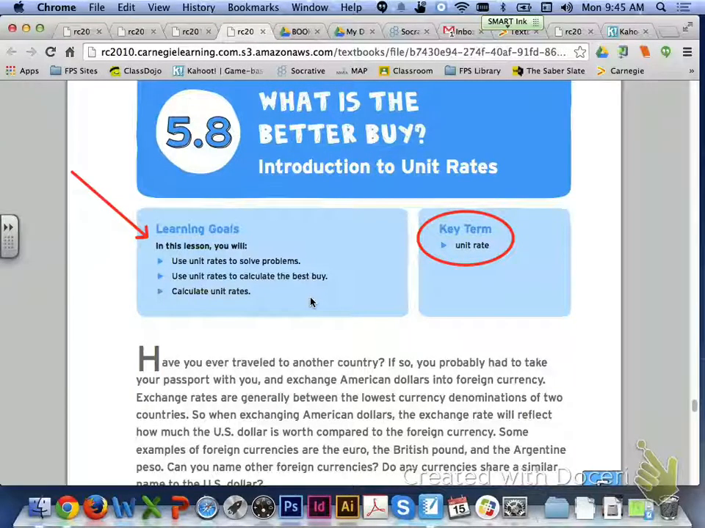Hi class, in lesson 5.8 we will be introduced to unit rates, trying to figure out what is the better buy. Learning targets in 5.8: we will be using unit rates to solve problems and also to calculate the best buy, and we will calculate unit rates. The key term in 5.8 is unit rates, so make sure that you refer back to your knowledge rating scale to see how you did with understanding that definition.